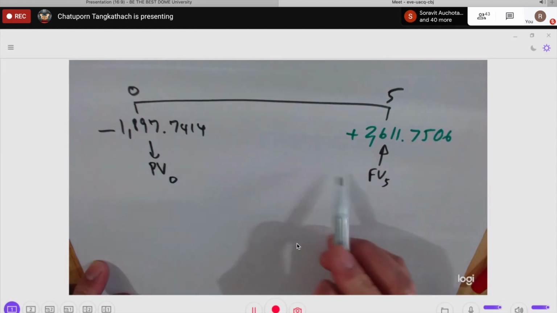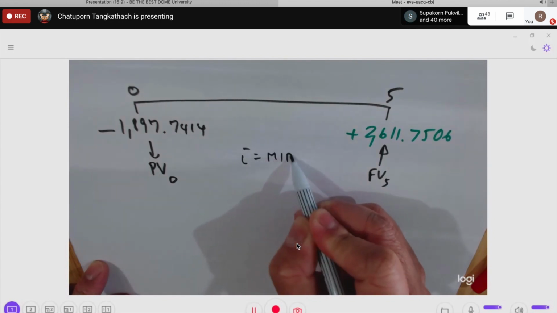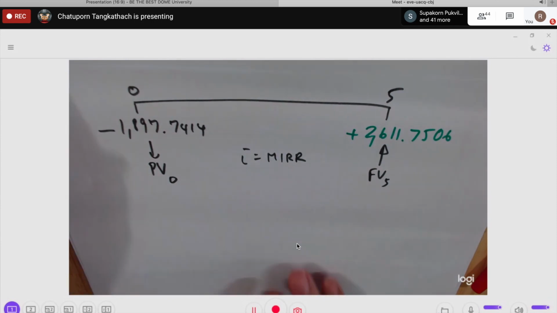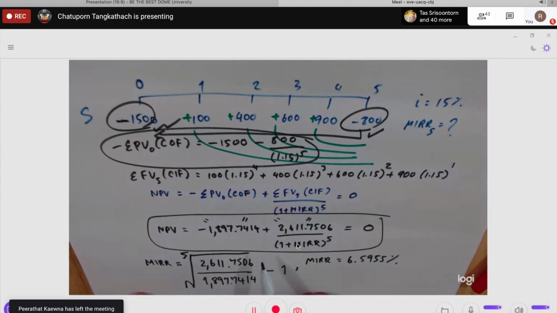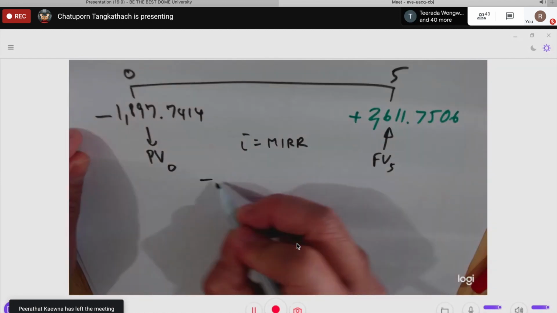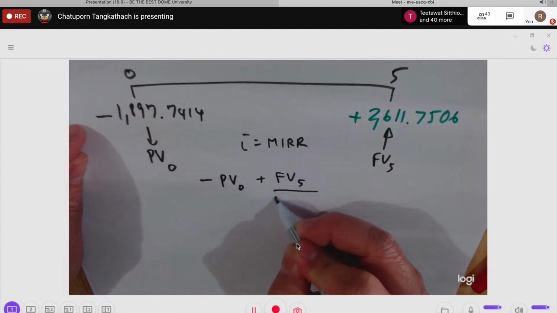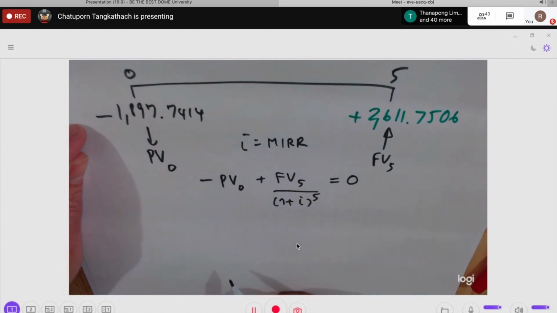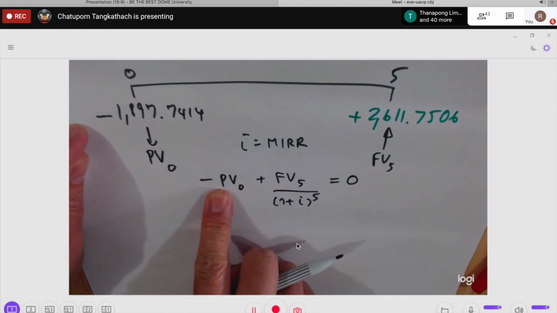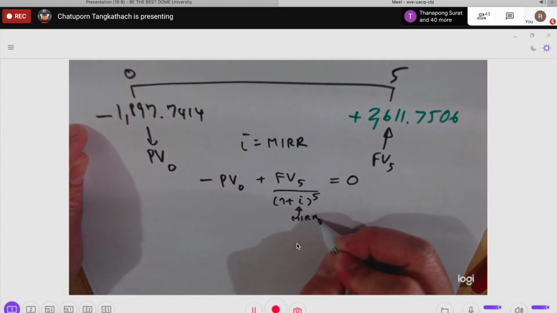And if you are given a case like this, what is your rate here? This is your MIRR. That's why I simply put them in this equation. Present value, future value. So this equation is: minus present value plus future value 5 divided by 1 plus I to the power 5 equals 0. I just move the present value to the other side, and from this, this is the rate called MIRR.